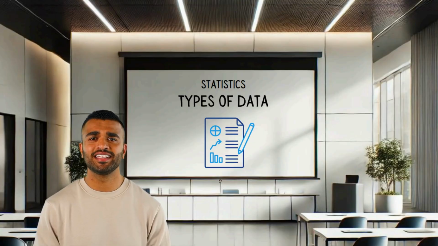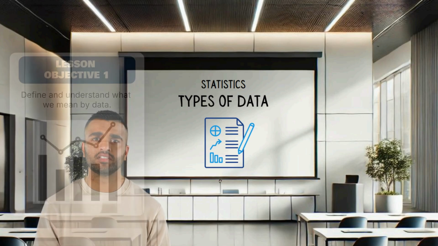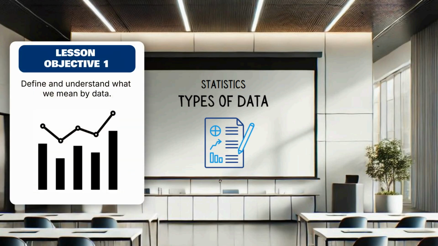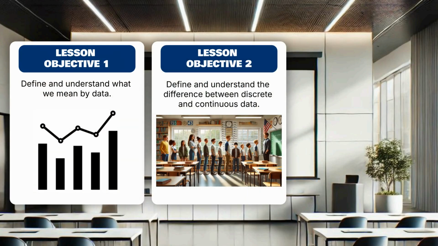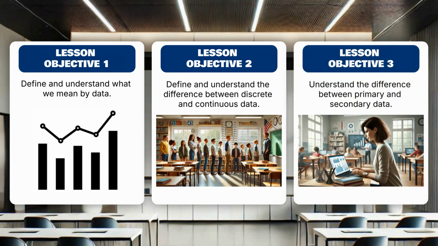The plan for today's lesson is as follows. First, we will clarify what data actually is. Next, we'll discuss the different categories that data can fit into to describe it further. We'll look at discrete and continuous data. Moving forward, we'll identify the difference between primary and secondary data.